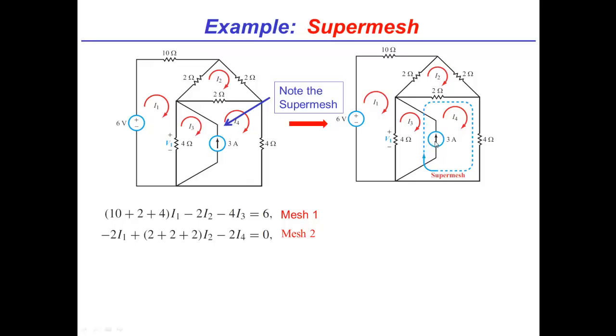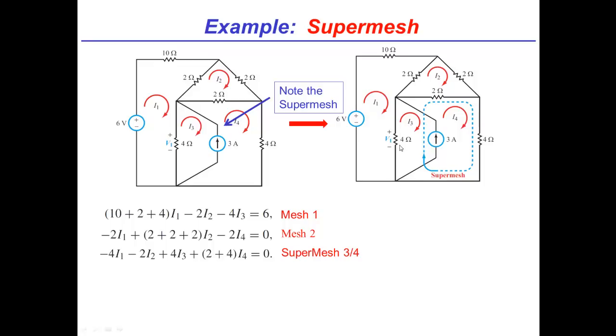Now we're at mesh 3 and 4, which is the sort of tricky one, our super mesh loop, but it's really not that tricky. So I'm going to give you the complete expression, but we can just start at the bottom left and work our way up, right? So going up through here, we have 4 times (I3 minus I1), and then here continuing around, we've got 2 times (I4 minus I2), and then getting to the 4 ohm resistor, we've got 4 times I4, and we're back to the beginning.